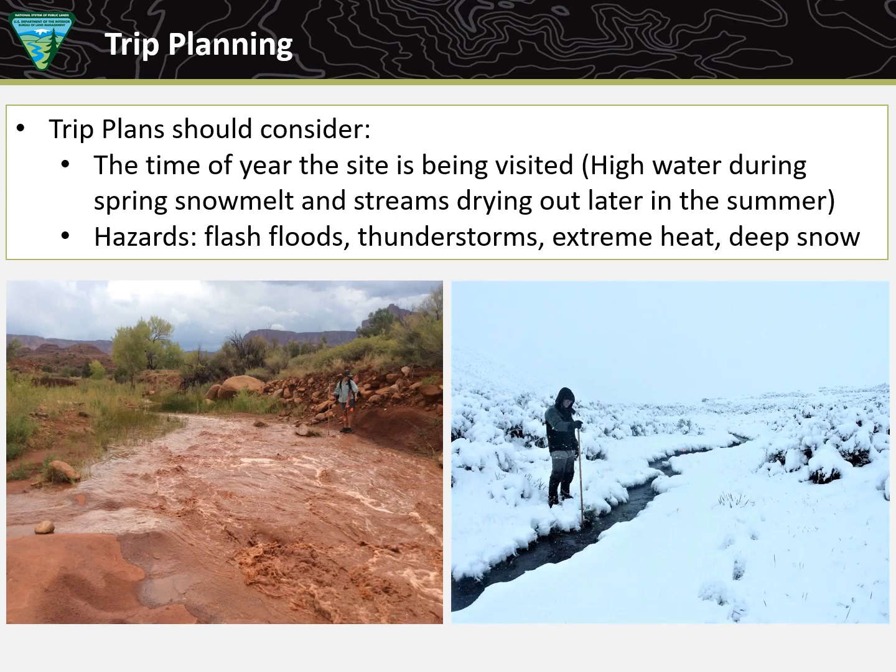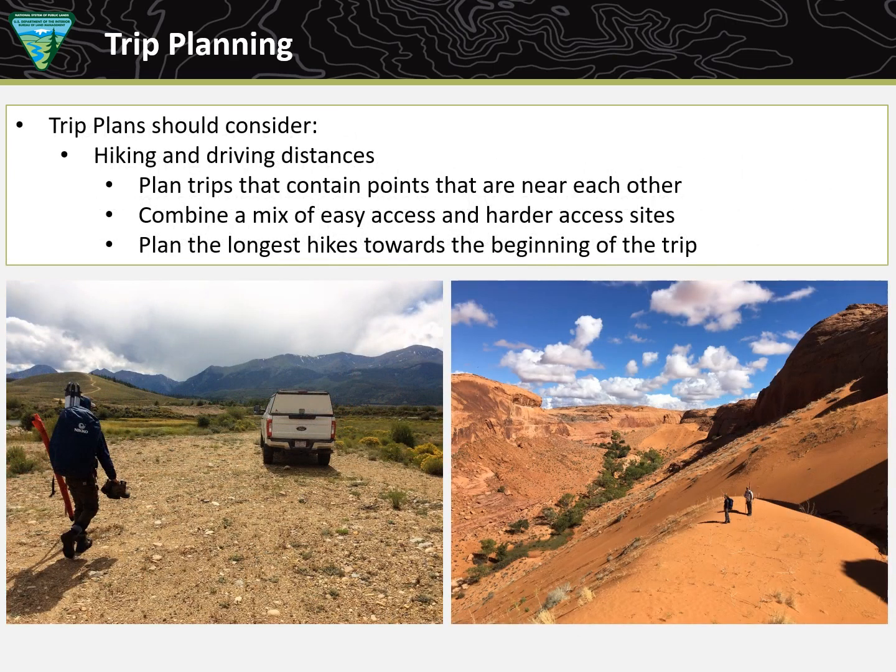Other environmental considerations are flash floods in areas that experience monsoon seasons, dangerous mid-afternoon thunderstorms, extreme heat, and deep snow that may be present at high elevations early in the season. Another consideration to take is hiking and driving distances. It may be hard on the crew, and they may not get all of their work done if all their sites during a trip require a long hike. Long hikes and drives can sometimes require that sampling be divided between 2 days, making it hard to complete every site. So those planning trips should try to assign points that are near each other.